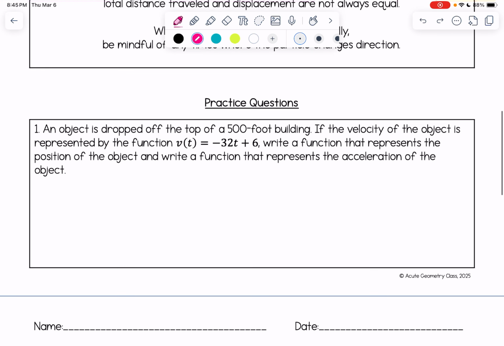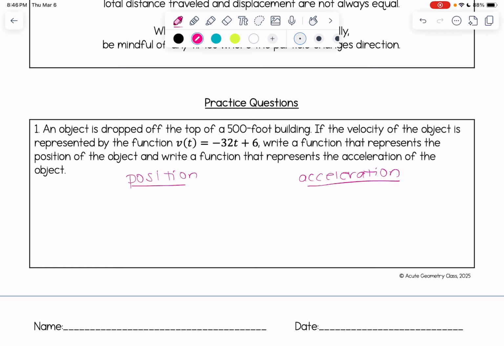All right, let's take a look at question 1. Question 1 says an object is dropped off the top of a 500-foot building. If the velocity of the object is represented by v of t equals negative 32t plus 6, we're going to write a function that represents the position of the object, and we're going to write a function that represents the acceleration of the object. So I'm just going to set up two little sections here, one where we find the position and one where we find the acceleration.